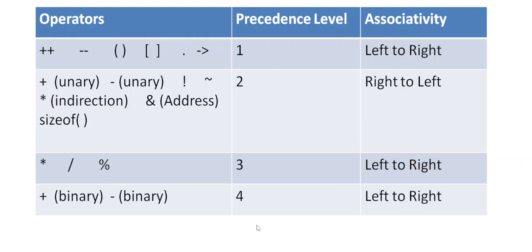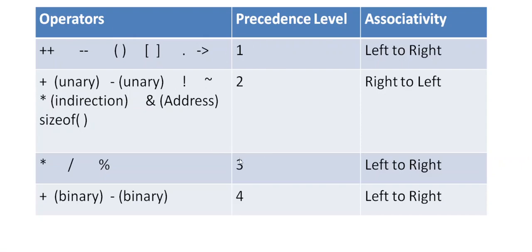For example, 3 plus 4 star 5. What is the value of it? Whether you perform 3 plus 4 first or 4 star 5 first, remember the value is different. Suppose you perform 3 plus 4 and then multiply with 5: 3 plus 4 is 7, 7 star 5 is 35. In the other case, perform 4 star 5 first, which is 20, 20 plus 3 is 23. So the value differs.